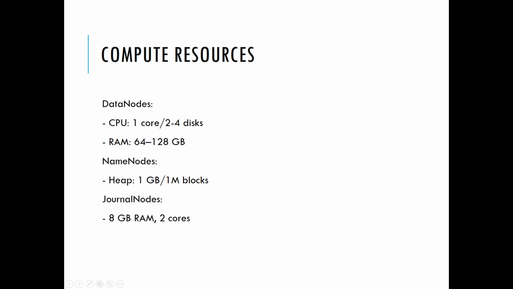Size the machines that hold the disks. A good rule of thumb is 1 CPU core for every 2 to 4 disks on a data node and 64 to 128 gigabytes of RAM. Name node memory scales with metadata, about 1 gigabyte of heap per million blocks. Journal nodes are modest, 2 cores and 8 gigabytes of RAM keep the edit log durable.